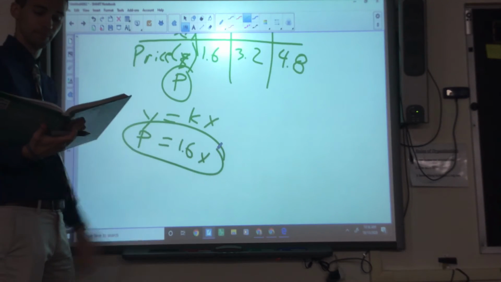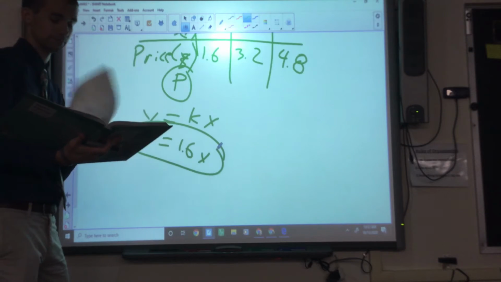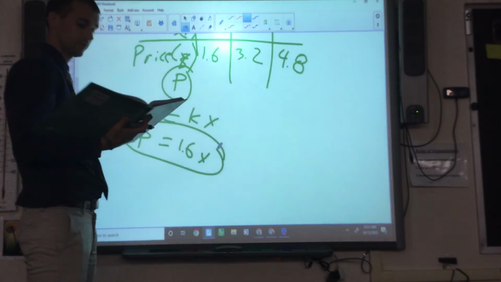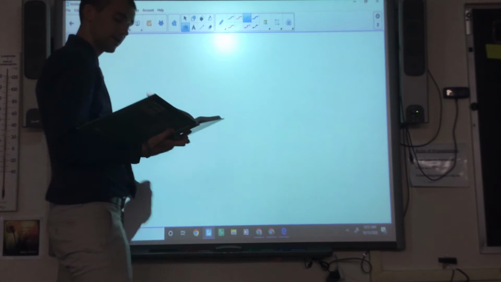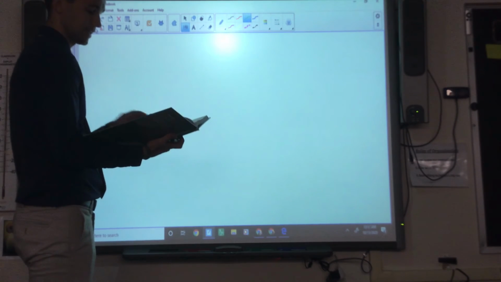That's what your actual equation looks like for that one. At home, you guys can do data practice 5, and then we're going to move on to example 4 here.